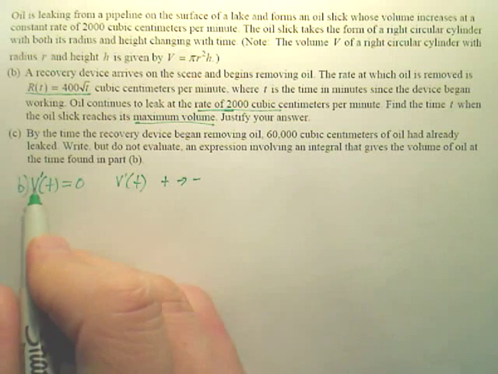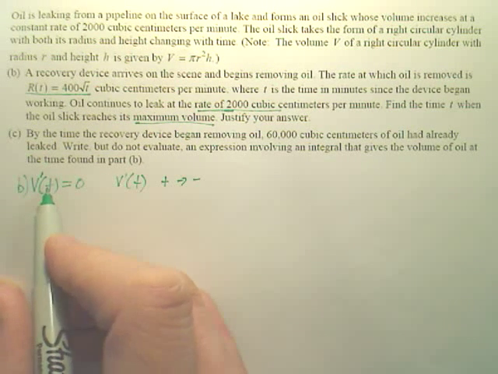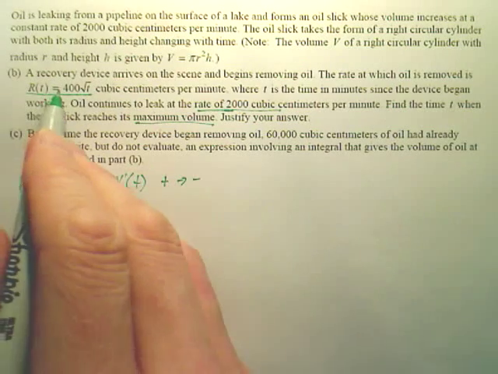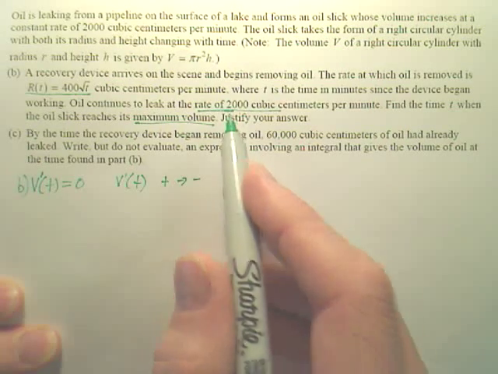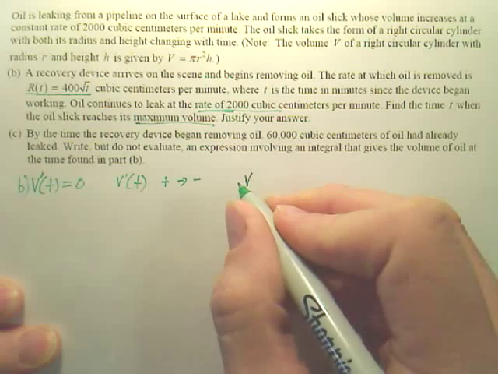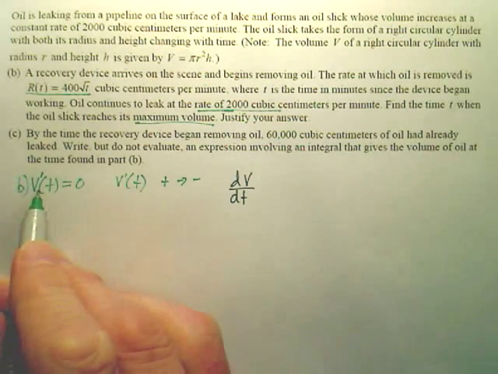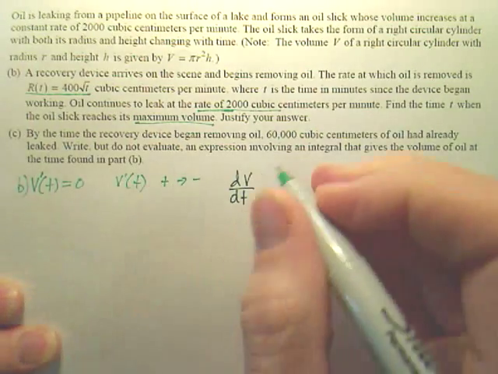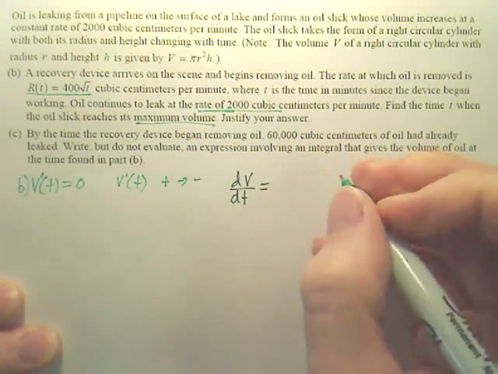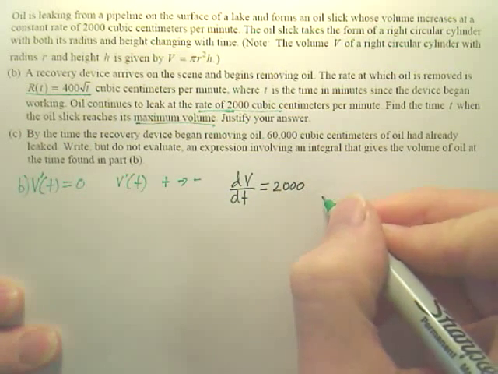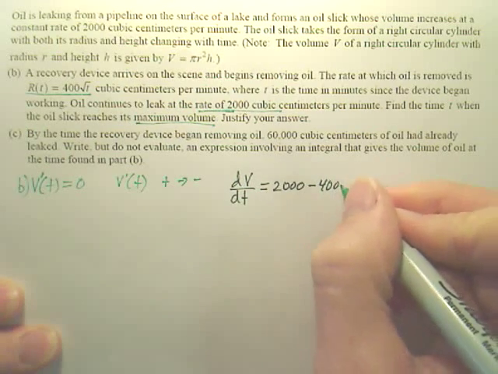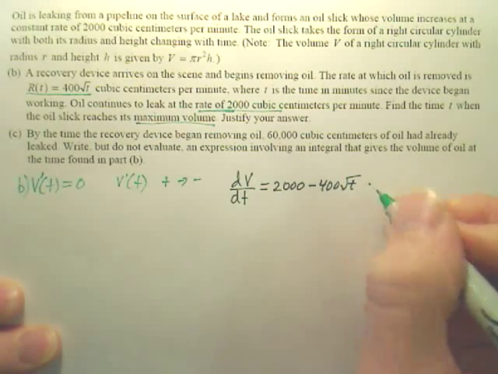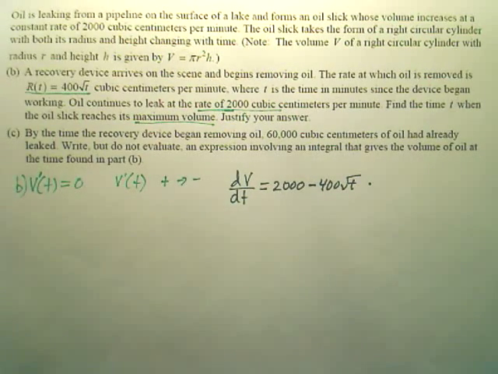So, how do we find the derivative of volume? Well, isn't this the rate at which the volume is leaving? Isn't this the rate at which the volume is coming in? So I'm going to put dV/dt. Is dV/dt the same as V'(t)? Two different forms. Isn't the rate at which the volume is coming in going to be 2,000? And isn't the rate at which it's coming out simply 400 square root t? Isn't that the volume rate?